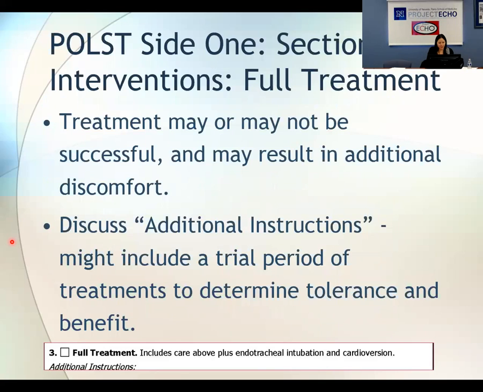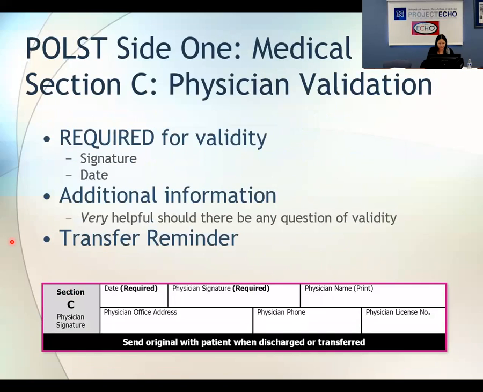So when it comes to section B, interventions, full treatment, treatment may or may not be successful and may result in additional discomfort. You want to discuss additional instructions, which might include a trial period of treatments to determine tolerance and benefit for that person. So it's all about the quality of life that you want to sustain with that full treatment option. So section C, the last section on page 1, this is required for validity. So it needs the date and signature of the physician on here for it to be a valid document.